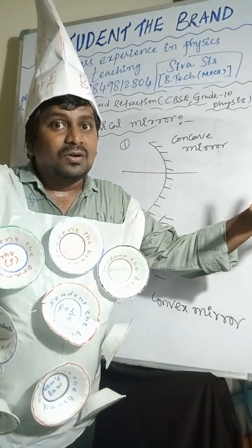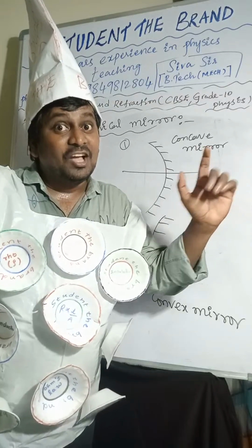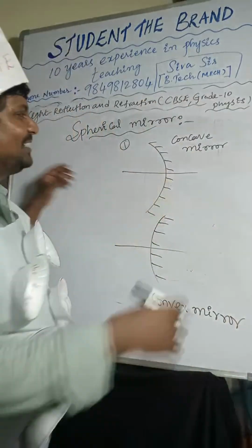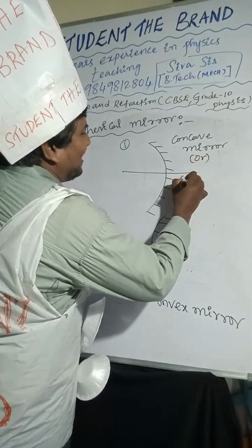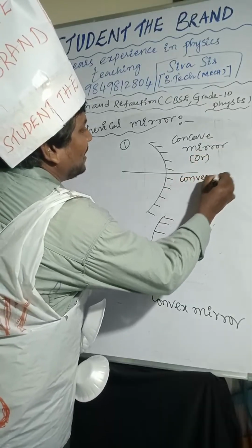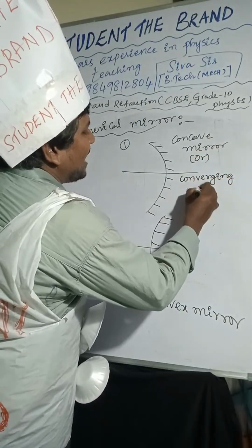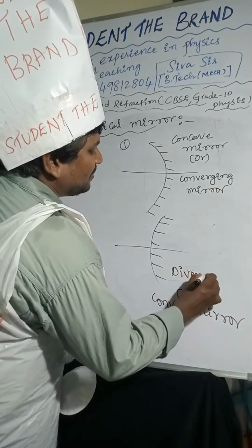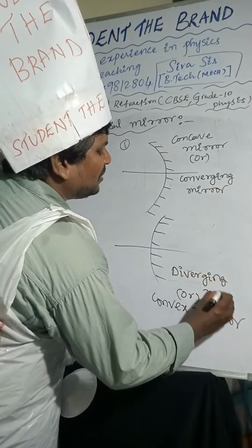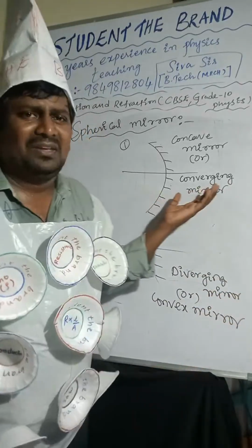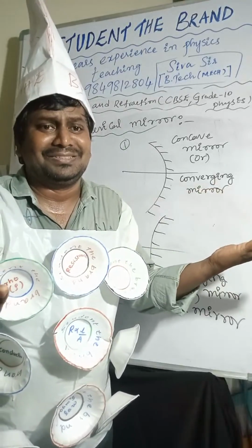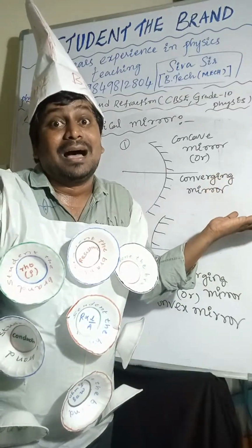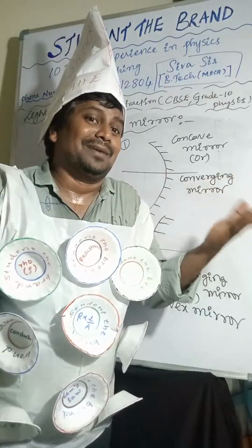Do you know one thing? A concave mirror is also known as a converging mirror. A convex mirror is also known as a diverging mirror. Why are you saying like this? Sir, why are you saying like this, sir? A concave mirror is known as a converging mirror and a convex mirror is called a diverging mirror. Please tell me, sir, why you are saying like that?